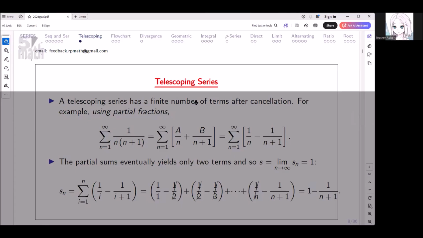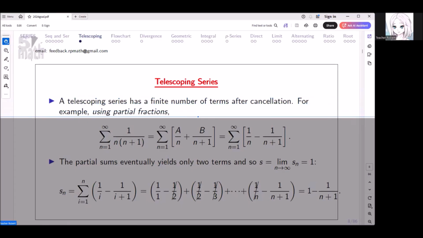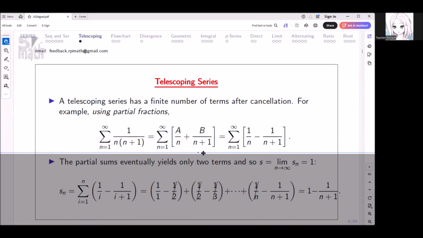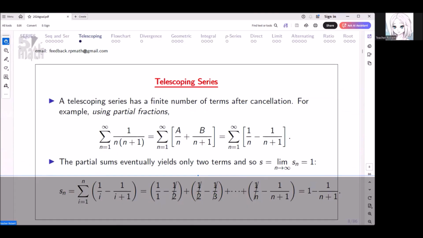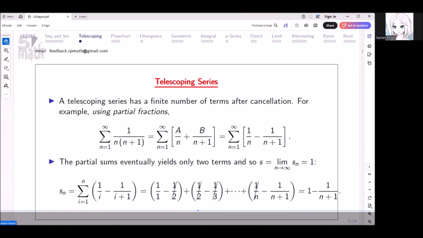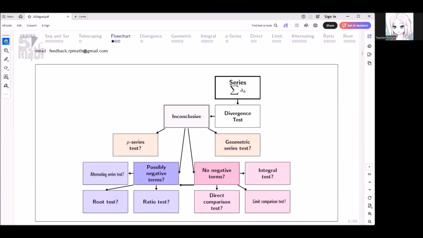Telescoping series. A telescoping series has a finite number of terms after cancellation. For example, using partial fractions, we have this. The partial sums eventually yield only two terms, and so S equals limit n to infinity Sn equals 1.